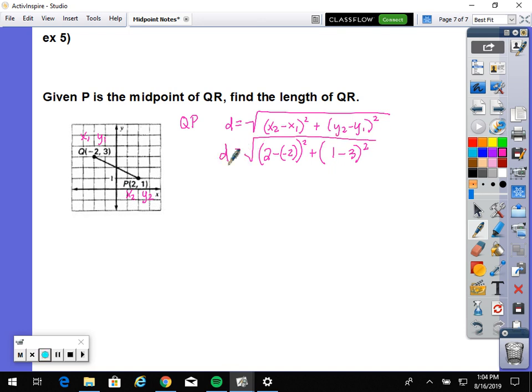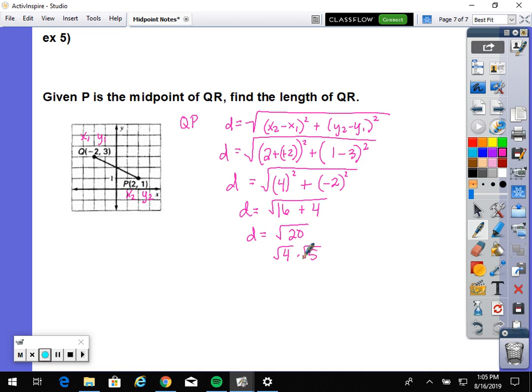So 2 minus negative 2, that's like addition. So that is actually 4 squared. And then 1 minus 3 is a negative 2 squared, all under the square root still. 4 squared is 16, and negative 2 squared is 4. 16 plus 4 is 20. The square root of 20 can be simplified. It is the square root of 4 times the square root of 5. The square root of 4 is 2, and then the square root of 5 stays there.